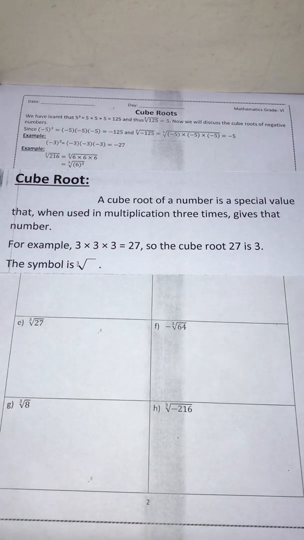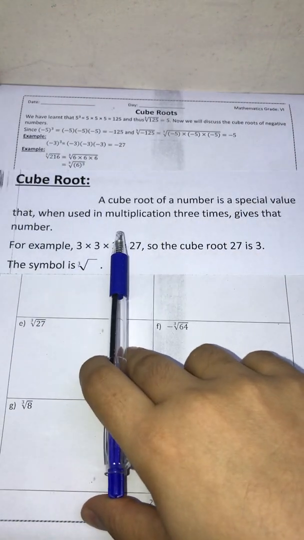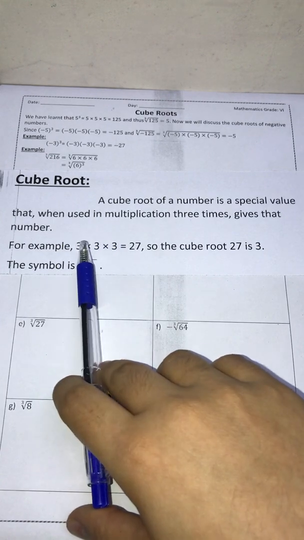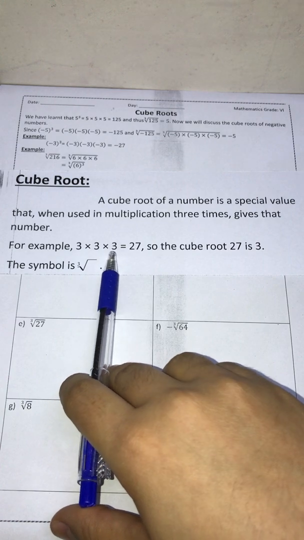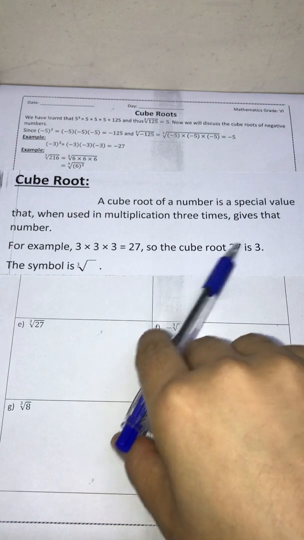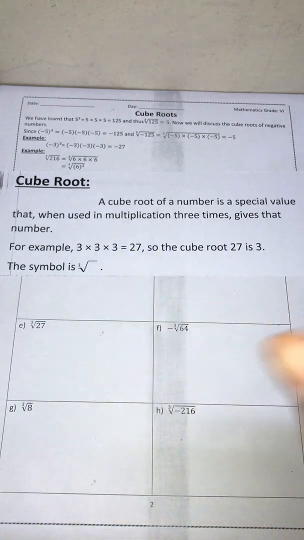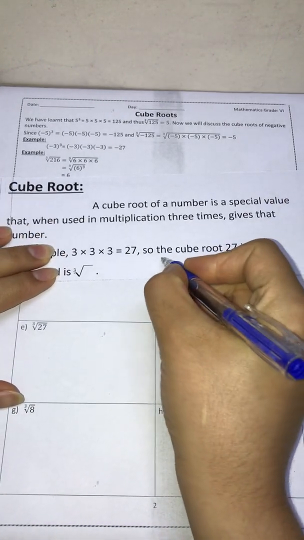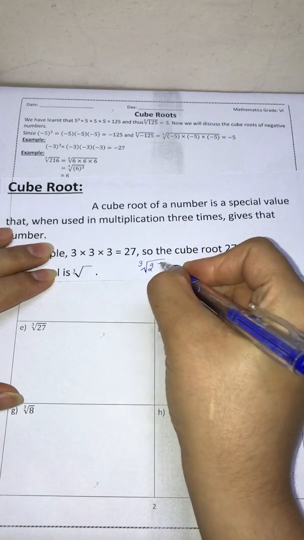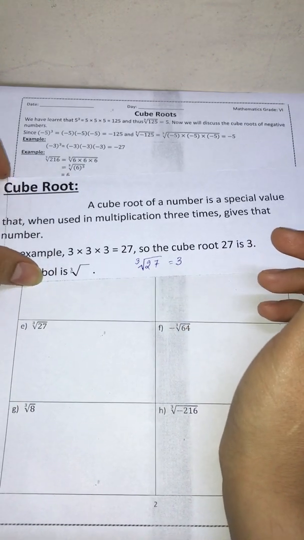A cube root of a number is a special value that when used in multiplication 3 times gives that number. For example, 3 into 3 into 3 is 27. So, cube root of 27 is 3. This is the specific symbol we use for cube root, and we write it as cube root of 27 is equal to 3, right?